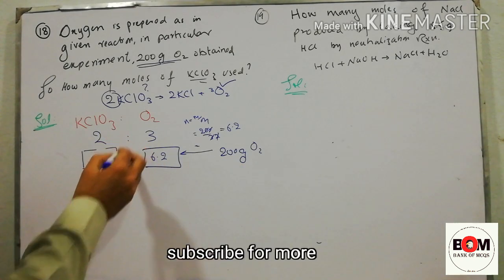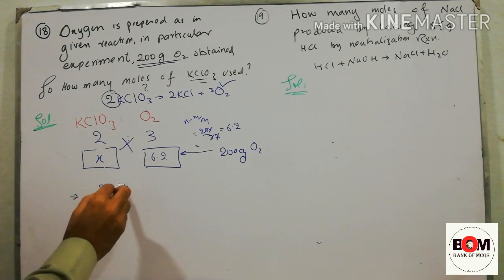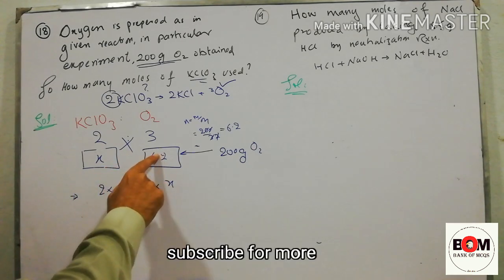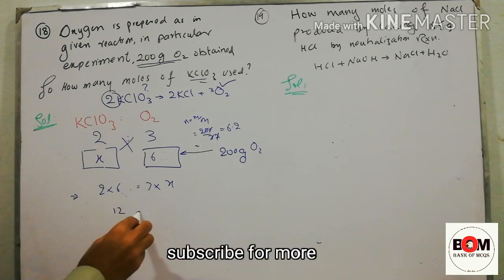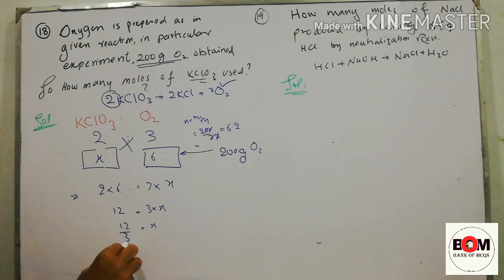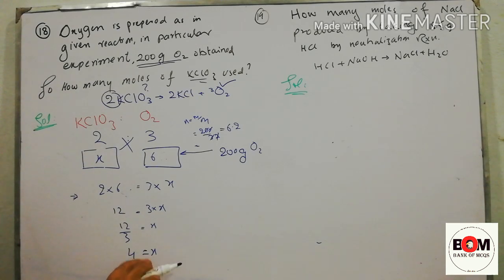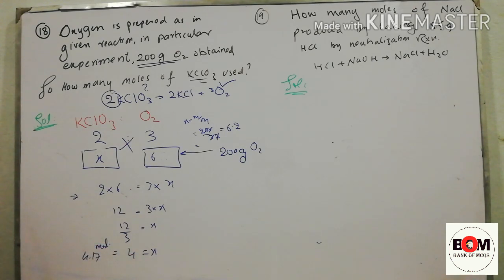Next is simply cross multiplication. We know that 2 multiplied by 6.2 is equal to 3 multiplied by x, or for 6.2 we write 6. So 2 times 6 is 12, equal to 3 multiplied by x. So x is equal to 12 divided by 3, and 3 times 4 is 12. So the answer will be roughly 4, and the actual answer is 4.17. So 4 or 4.17 mole is the answer.